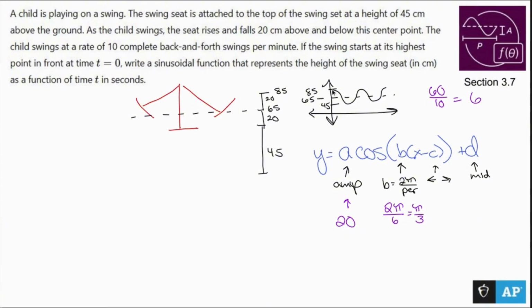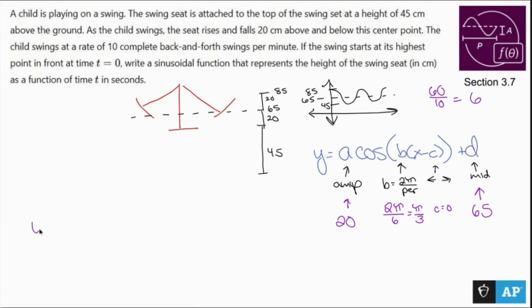Now, since I'm starting at the top here, I chose regular cosine. You don't have to worry about any horizontal shifts. So C in this case is going to be 0. My midline is this dashed line that goes through 65. So my midline is 65.